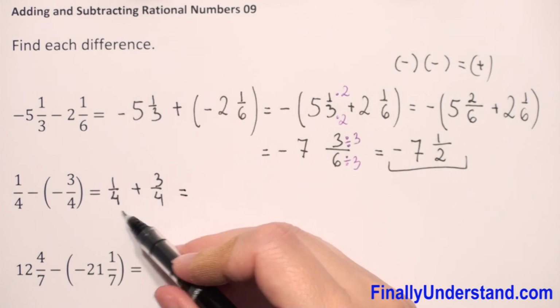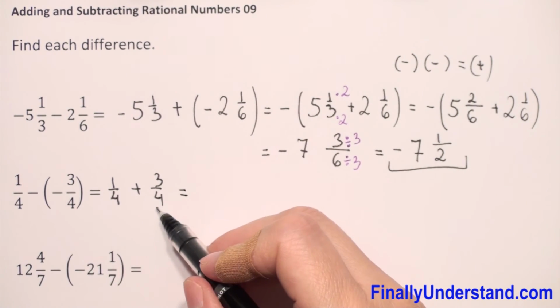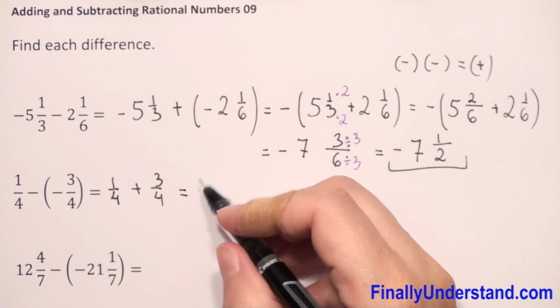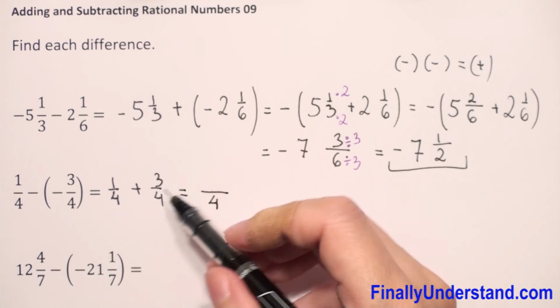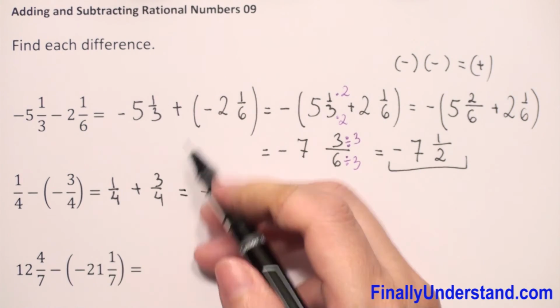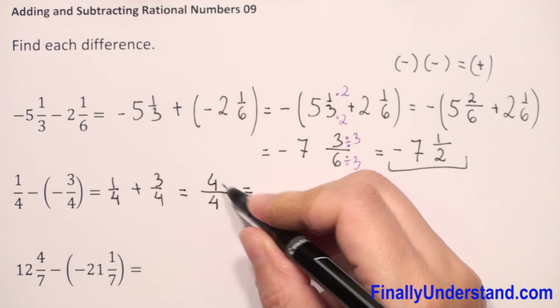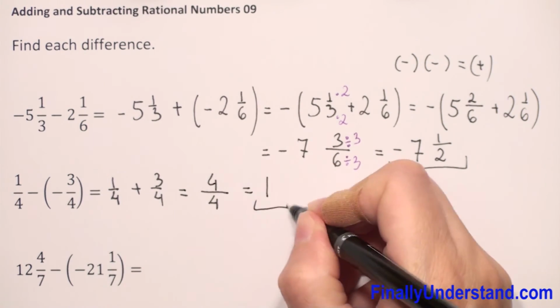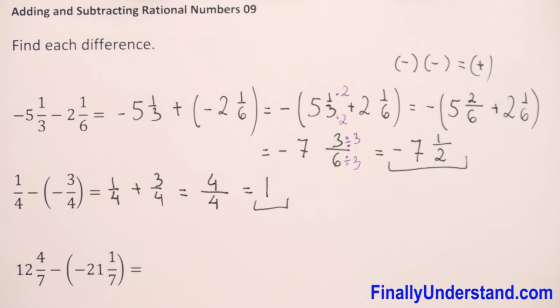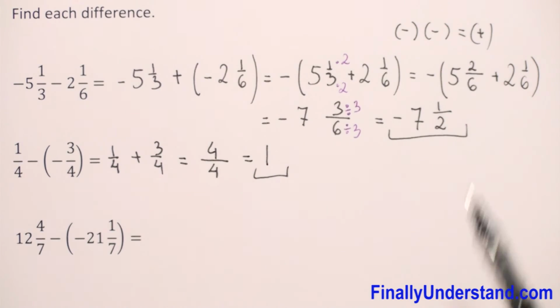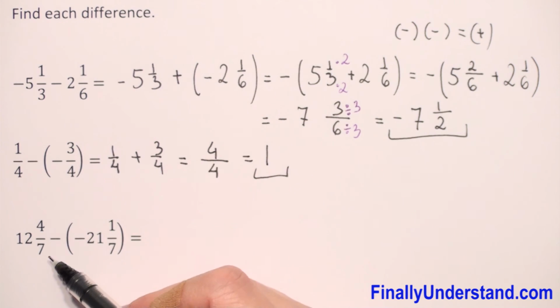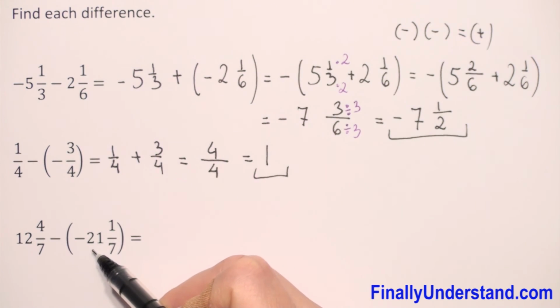So this is equal, we have two fractions, addition, the same denominators, so we copy the denominator and we add numerators. 1 plus 3 is 4. 4 over 4 is 1. Next example, negative and negative give you positive. Or you remember when we subtract rational numbers, we add its opposite.